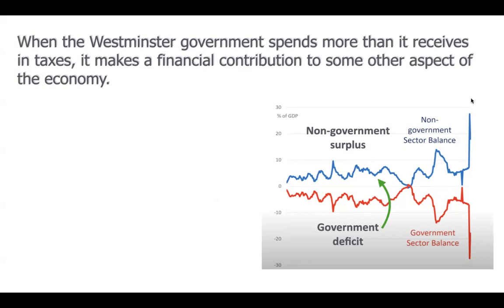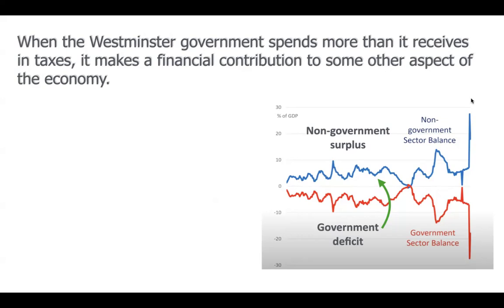In other words, a government deficit means a non-government surplus. The money is moved simply by paying for stuff that the government wants to do. It shifts that money into the non-government sector.